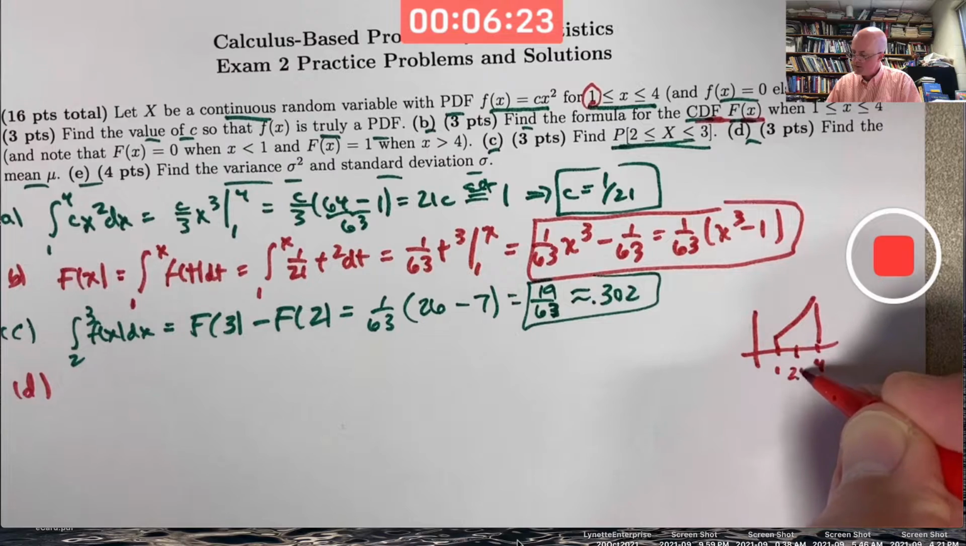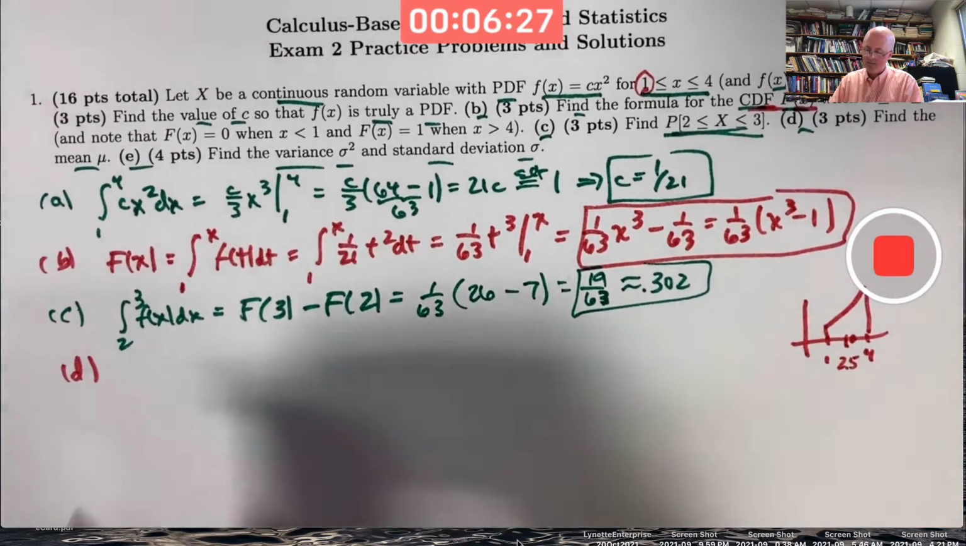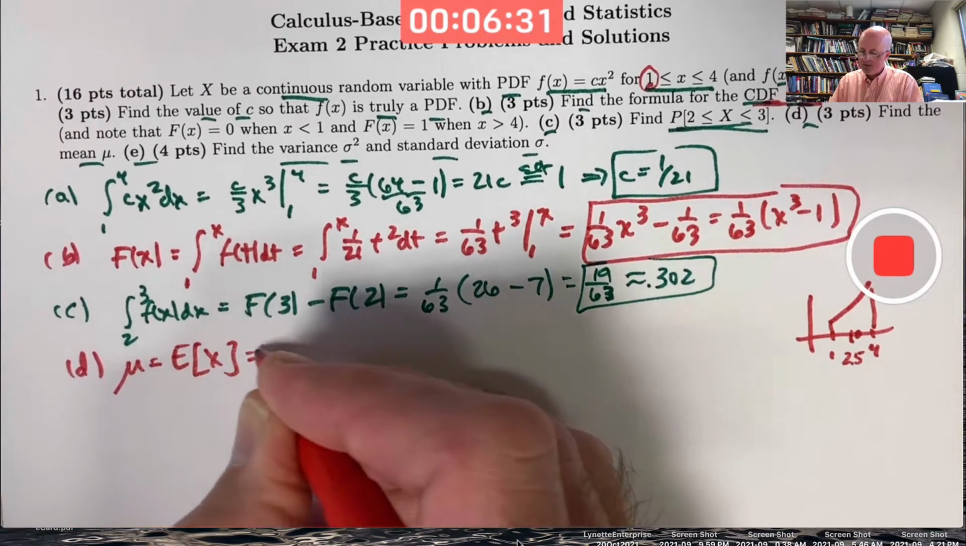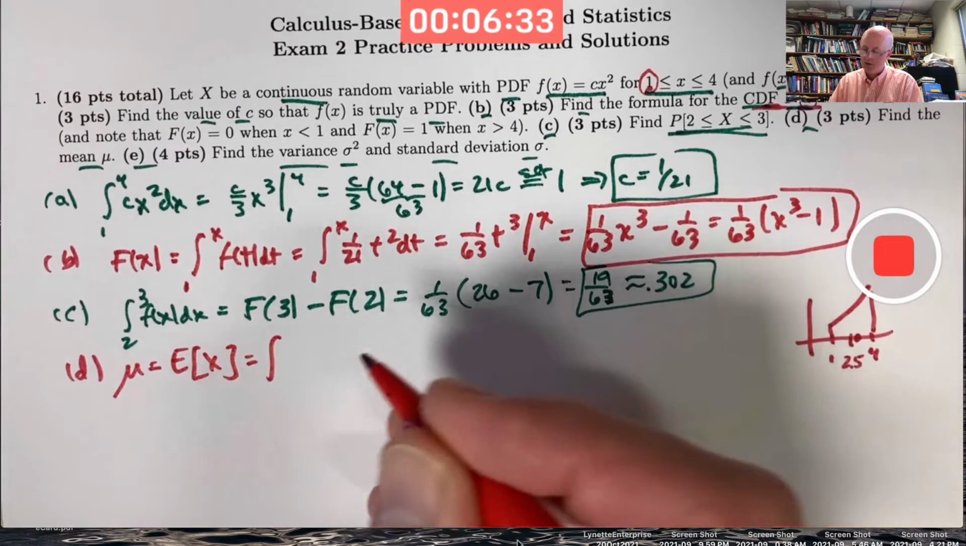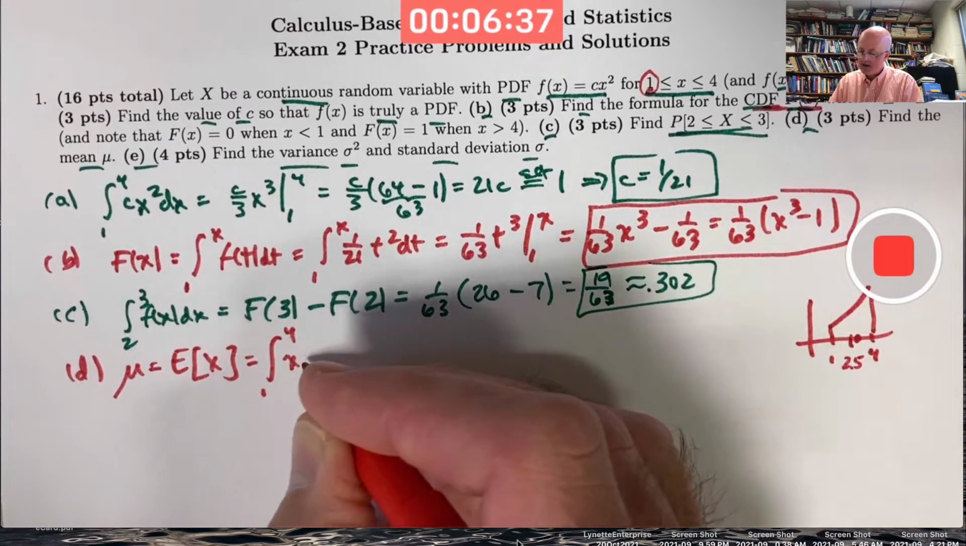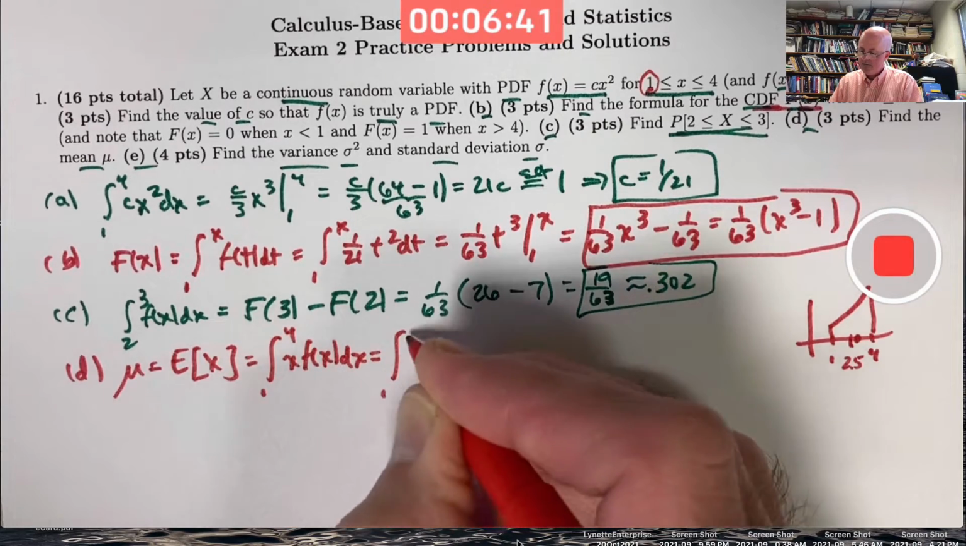Halfway between 1 and 4 is 2.5. We should expect something to the right of 2.5 for the mean. The mean is the expected value of x. By definition, that's the integral over the entire domain where f of x, little f of x, is positive, 1 to 4, of x times the PDF, x times f of x. So we're going to integrate.